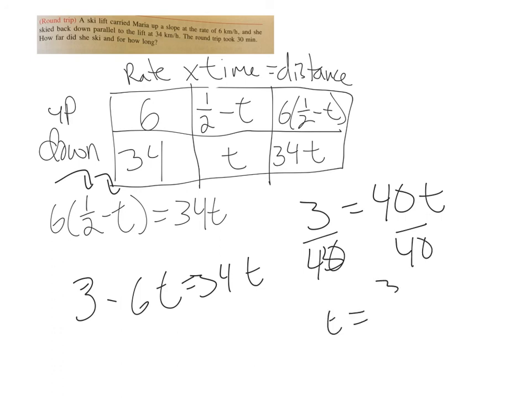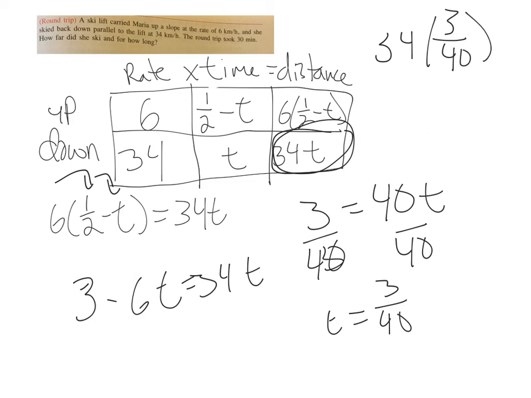T equals 3/40ths. Well, it's not a pretty number. In terms of time, like how much time it is, it doesn't come out all that pretty. But we can just say 3/40ths of an hour. But then we want to figure out, okay, if it's 3/40ths of an hour, let's actually figure out what the distance is. And so to do that, we can use 34 times t, this equation for distance, because remember distance is the same, and just plug in 3/40ths and solve.